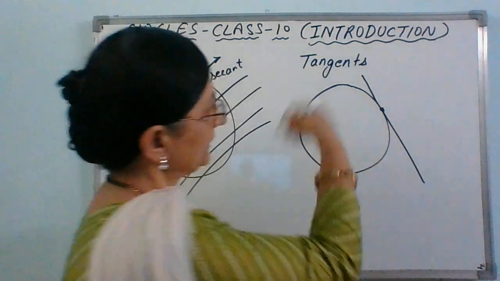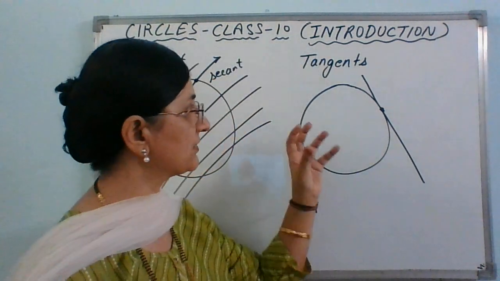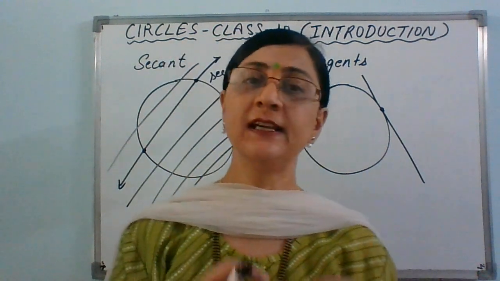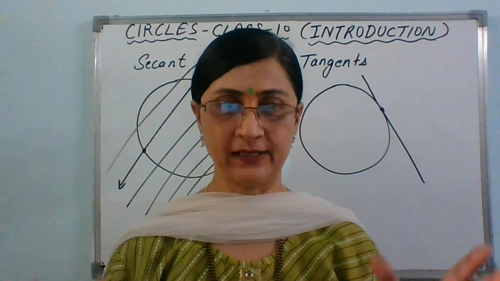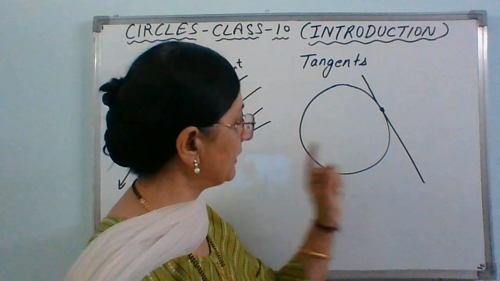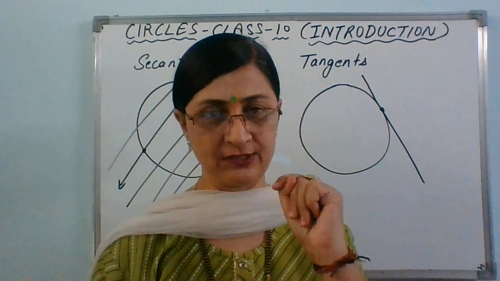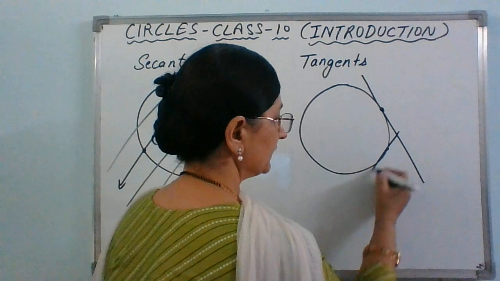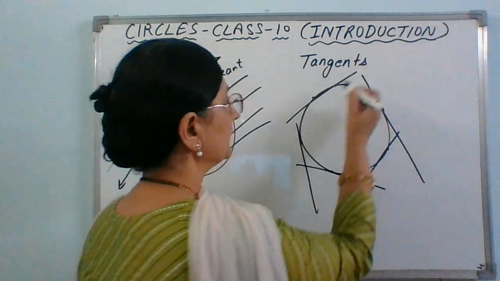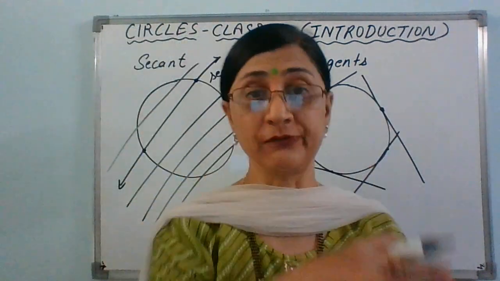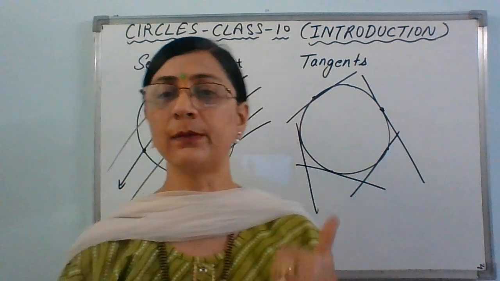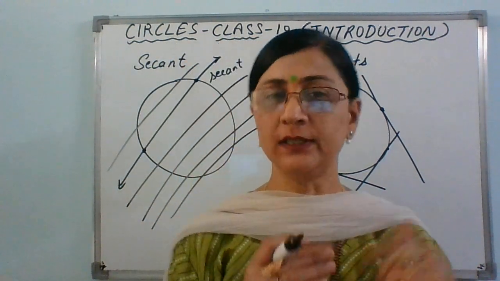A question arises: how many tangents can be drawn to a circle? The answer will be infinite. Why? Because there are infinite number of points on a circle, so at every point you can draw a single tangent. You can draw the tangent here, here, here, here. If the points are infinite, the tangents will also be infinite. So infinite number of tangents can be drawn on a circle.